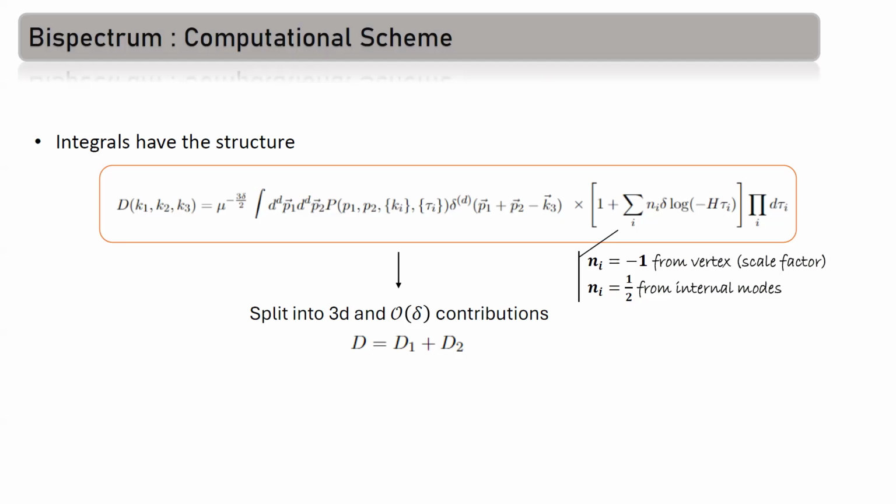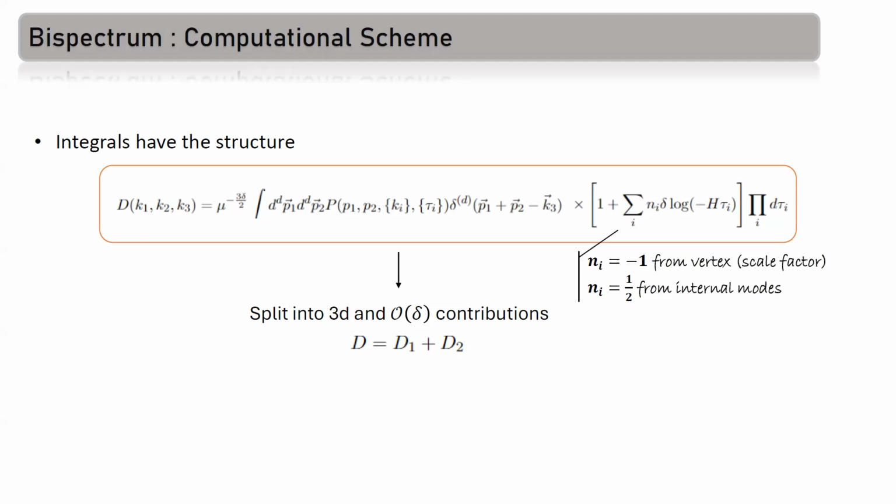The structure of the integral is the following. You have d-dimensional integrals. These are loop integrals. You have some factor of mu, which keeps the mass dimension of the couplings the same in d dimensions as they were in 3 dimensions. You have some time integrals. You have an integrand that depends on loop energies and external energies and time and so on. And then you have this factor.